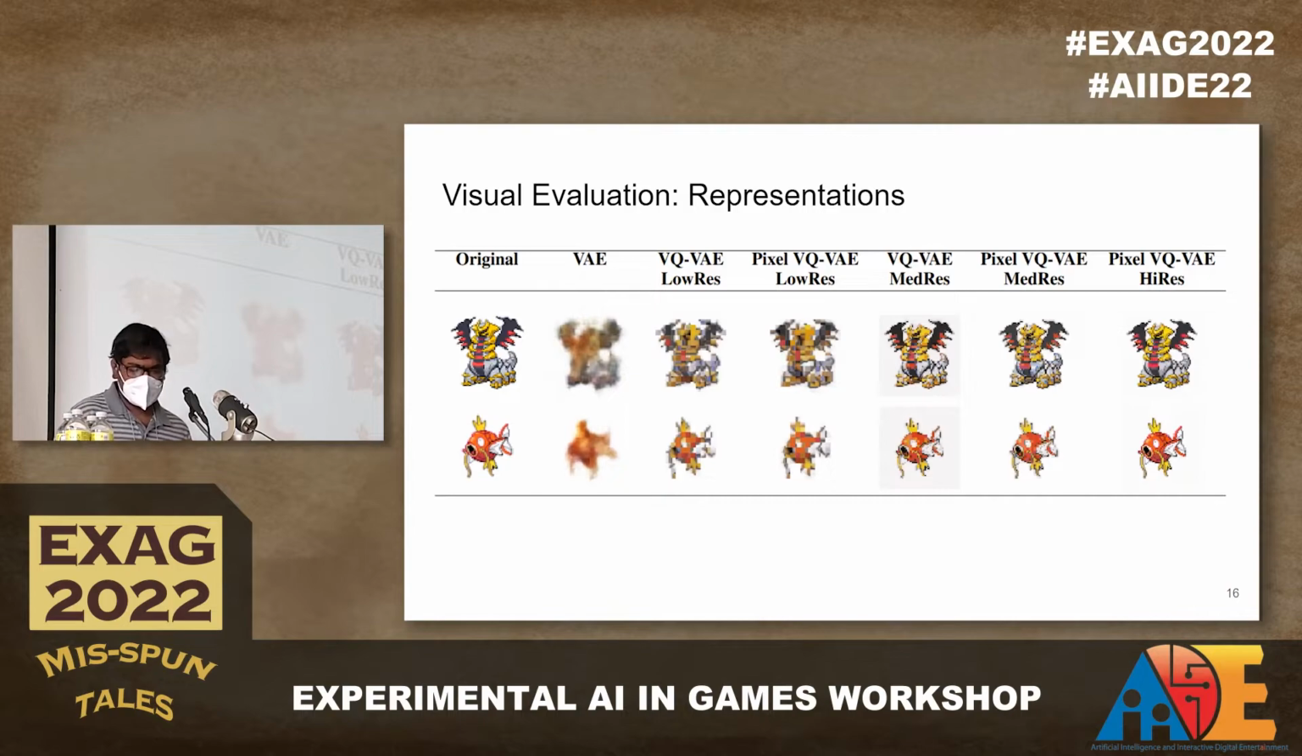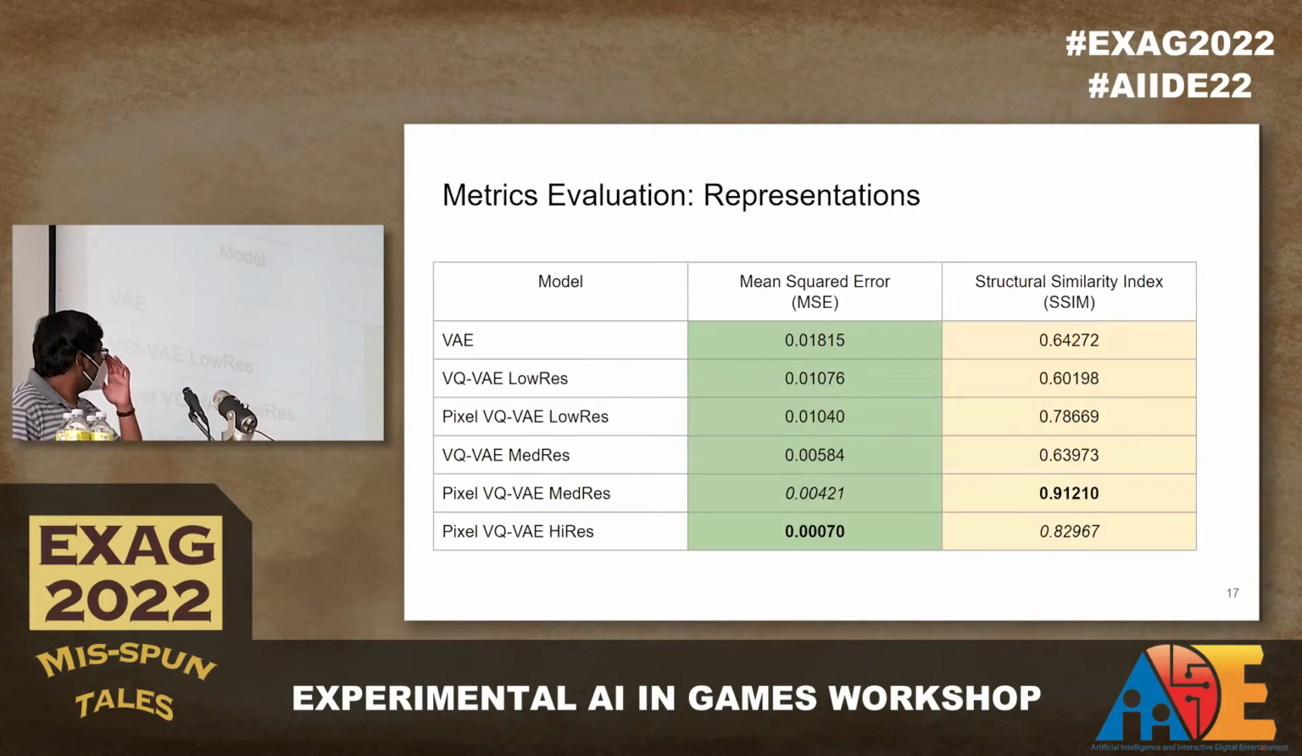Let's also look at some numbers because images aren't everything. So we use 2 metrics here, the mean square error and the structural similarity index. The mean square error is a per pixel loss function that helps us to get a bit more information about how close 2 images are, whereas the structural similarity index gives us an idea of the structure of the image.